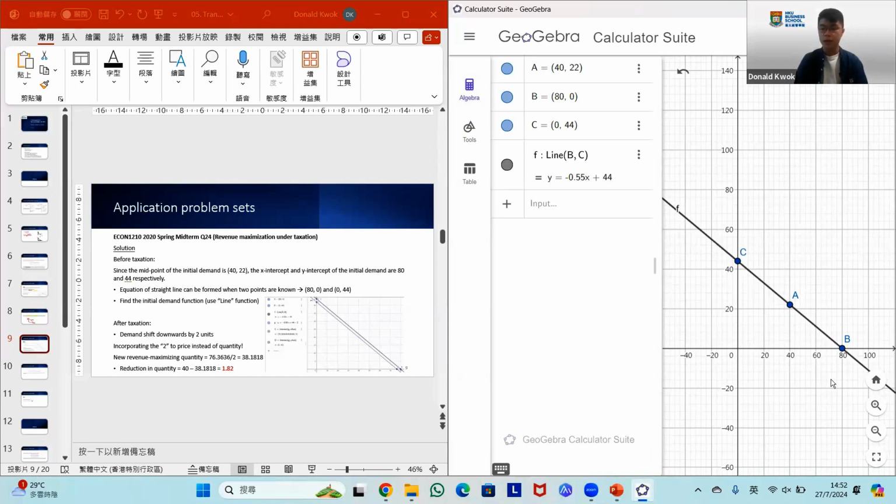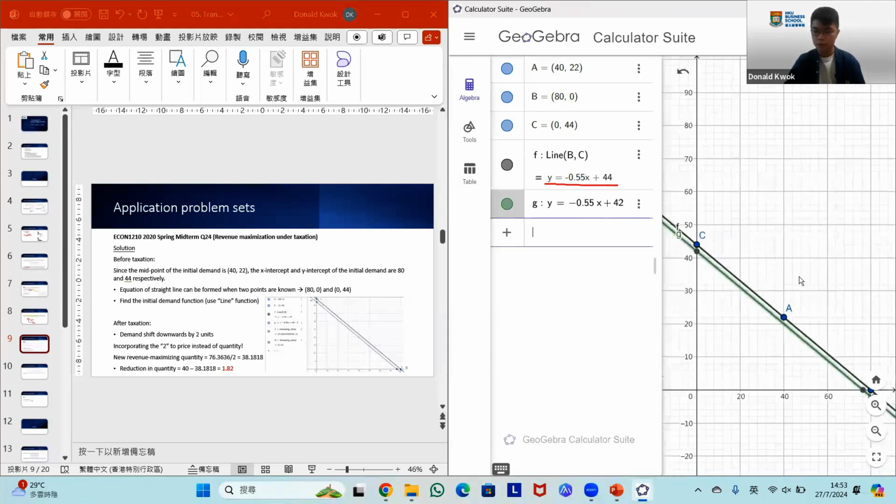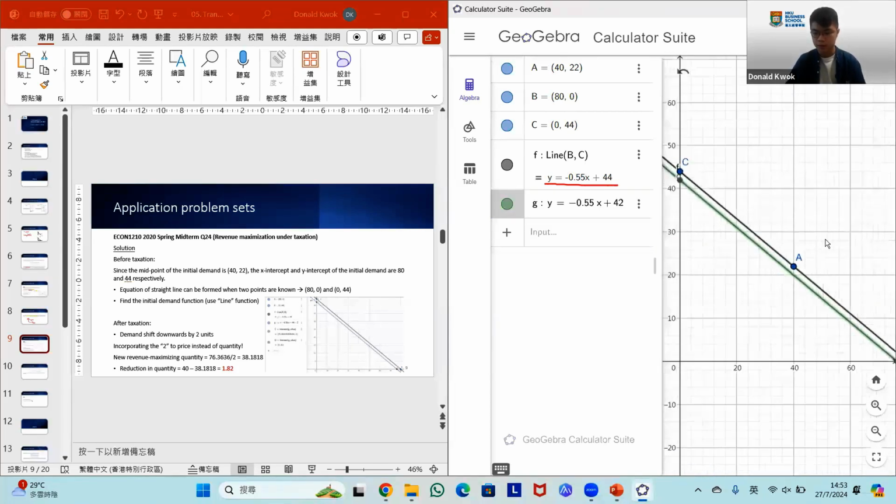Now we can take into account the per unit tax of $2, which will shift the original demand downwards by 2 units. Because we have the original demand function to be y equals negative 0.55x plus 44, if we would like to shift the demand curve vertically downwards by 2 units, then we will have the new demand function y equals negative 0.55x plus 42. The green curve will be the new demand curve in this question.